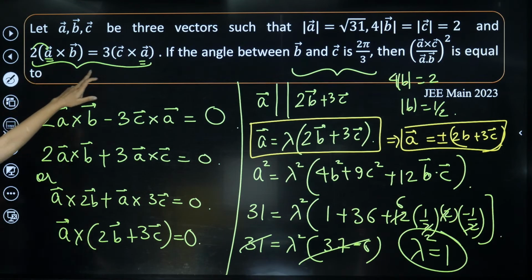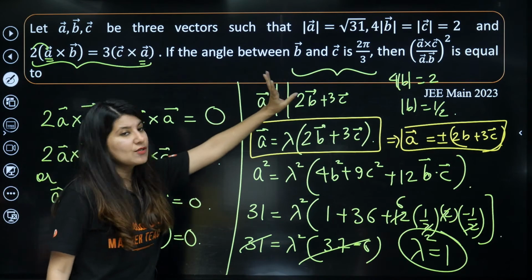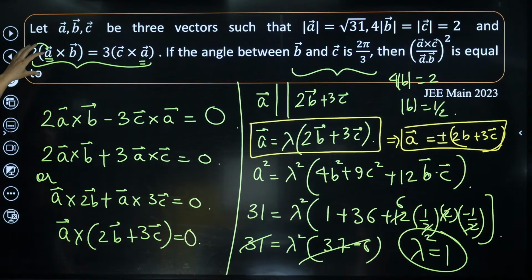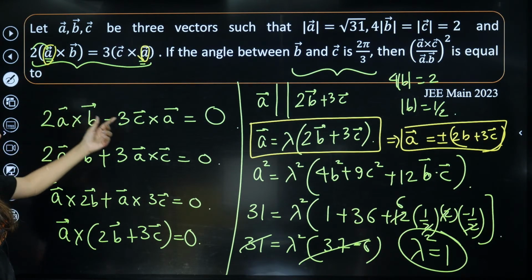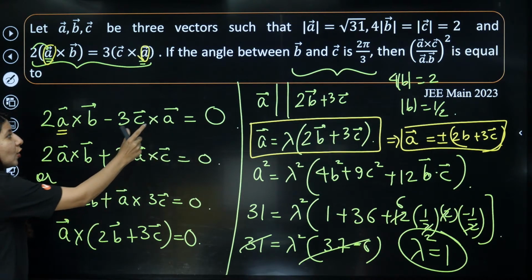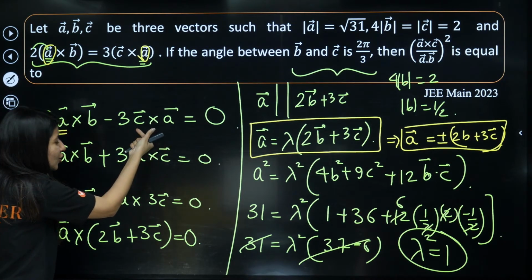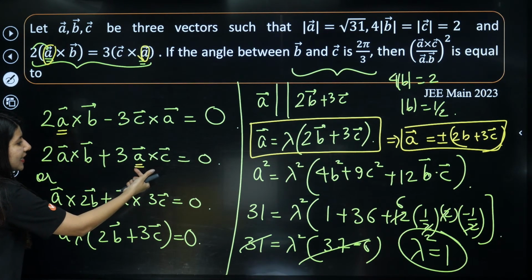2A cross B is equal to 3C cross A, right? And the angle between B and C is also given to us. Now to solve this, what we have done is basically we have focused on the A vector. So focus on the A vector. That means if the A vector is in the very first position, I want my A vector to be in the first position as well. So that's why we have applied this property where C cross A is minus A cross C.